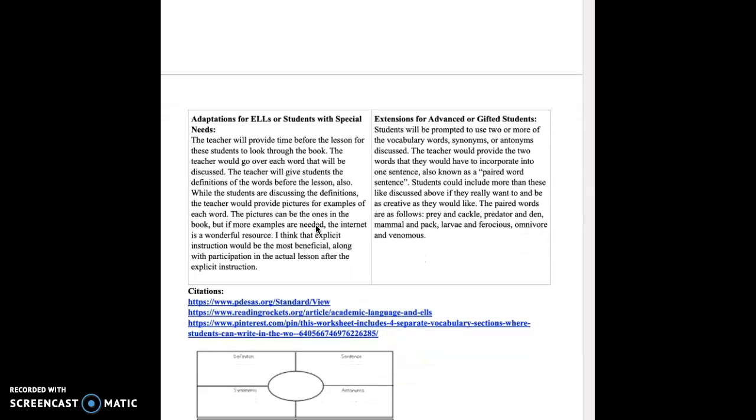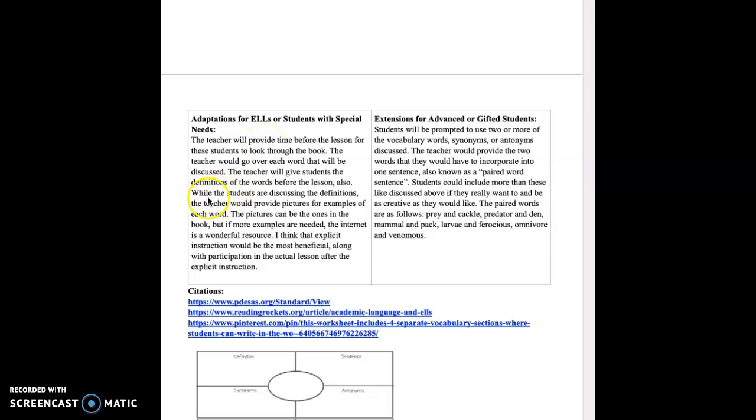My adaptations for ELLs or special needs students, the teacher will provide time before the lesson for these students to look through the book. The teacher would also go over each word that will be discussed, giving students the definitions of the words before the lesson also. So it's really just explicit instruction here for each word.